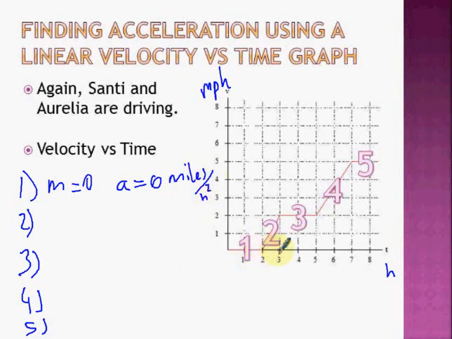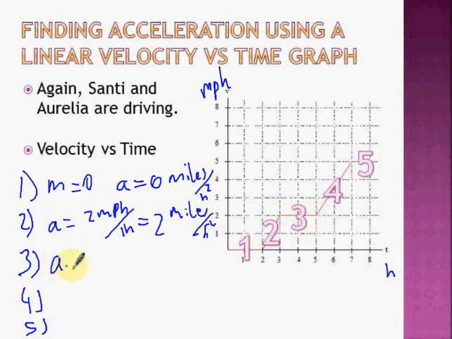For number 2, in 1 hour I'm going up, or increasing the miles per hour velocity, by 2. So I go from 0 miles per hour to 2 miles per hour. So the acceleration in this case will be rise over run, which is 2 miles per hour per 1 hour, which in this case would be 2 miles per hour squared. For number 3, it's a horizontal line. Our acceleration here will also be 0 miles per hour squared, just like for number 1. The reasons are the same.